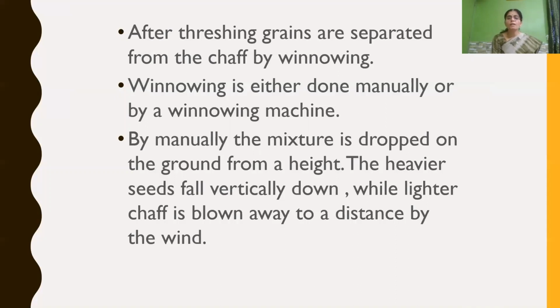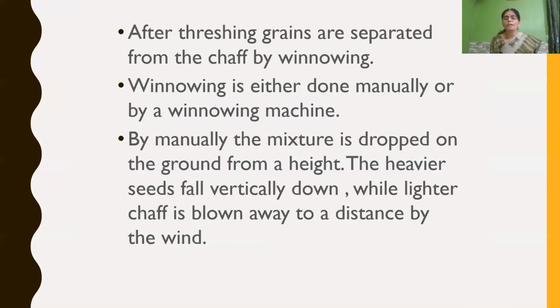By the manual method, a mixture is dropped on the ground from a height so that the heavier seeds fall vertically down while the lighter chaff is blown away to a distance by the wind. And winnowing can also be done by a machine called a winnowing machine.